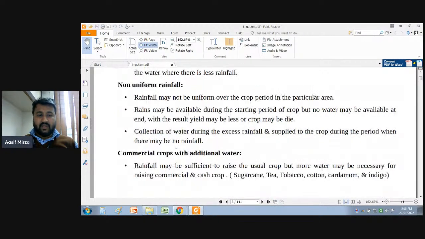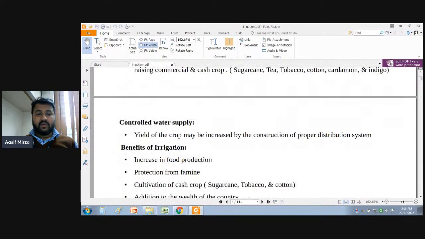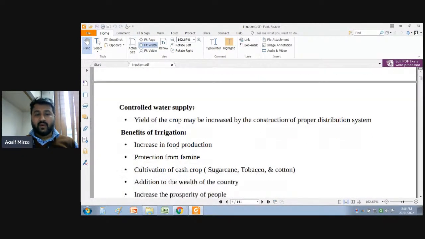So water collected during the excess rainfall is supplied to the crop during the period when there is no rainfall. Commercial crops with additional water is another requirement of irrigation. Rainfall may be sufficient to raise the usual crop, but more water may be necessary for raising commercial and cash crops, such as sugarcane, tea, tobacco, cotton, cardamom, and indigo. These crops require more water. Now, controlled water supply: the yield of crops may be increased by construction of a proper distribution system.